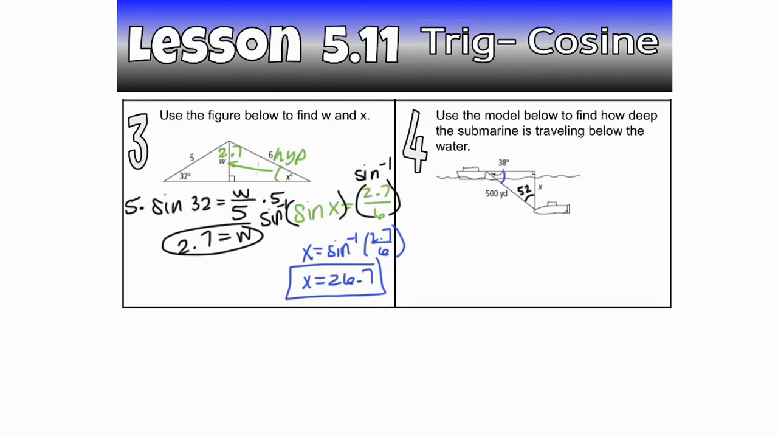And so then I have the adjacent side here and the hypotenuse here. So cosine of theta, which I did not write on the last one, is the adjacent over the hypotenuse. So the cosine of 52 is equal to x divided by 500. Then to get rid of the divided by 500, I'm going to multiply by 500. And then I'm going to plug this into my calculator, and I get 307.8.